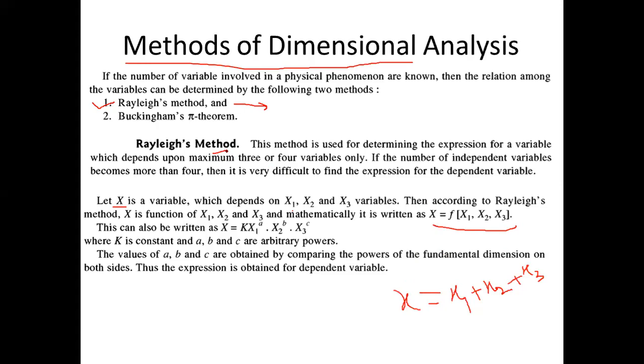With the help of Rayleigh's method, we are going to find the relation of a variable with respect to the other variables. So this x here will be called the dependent variable, and the variables x1, x2, x3 will be called independent variables.